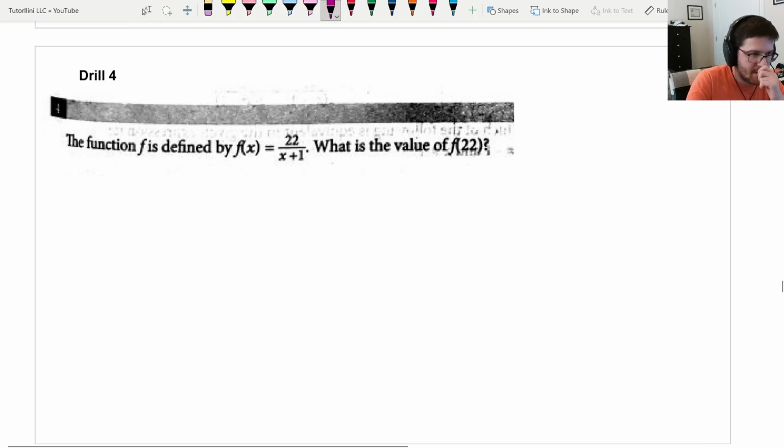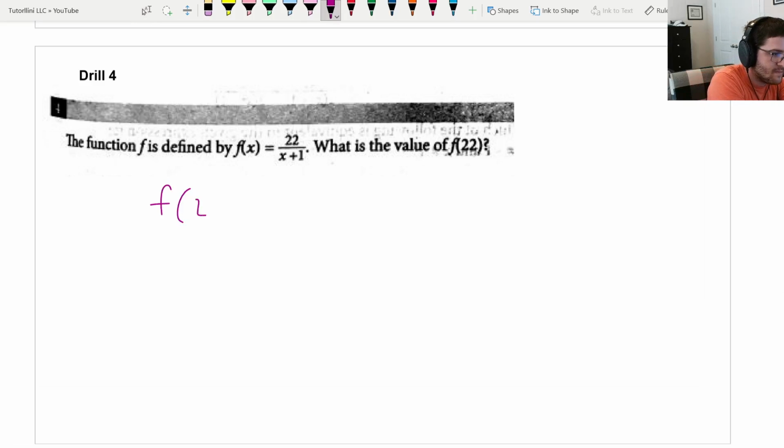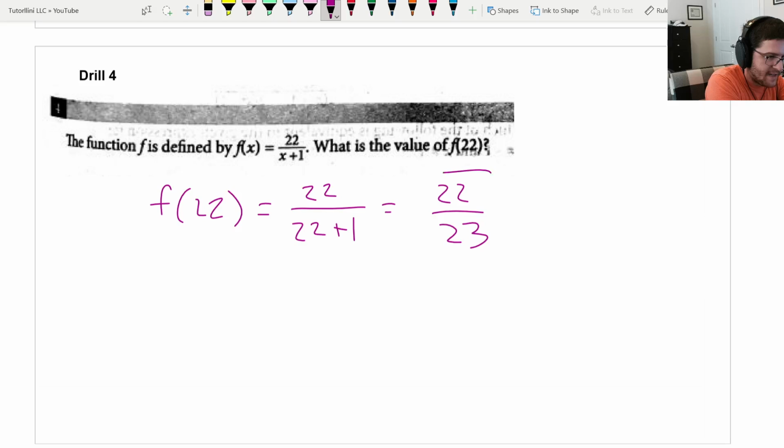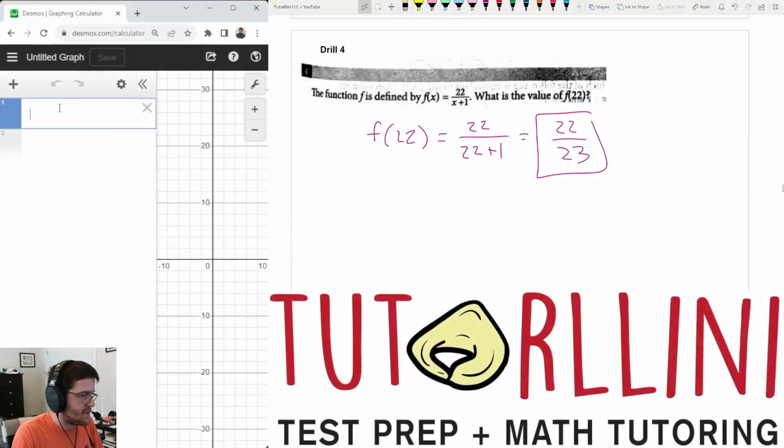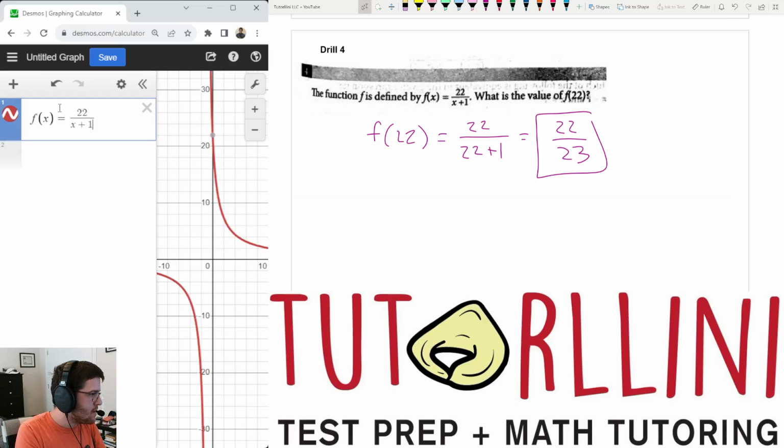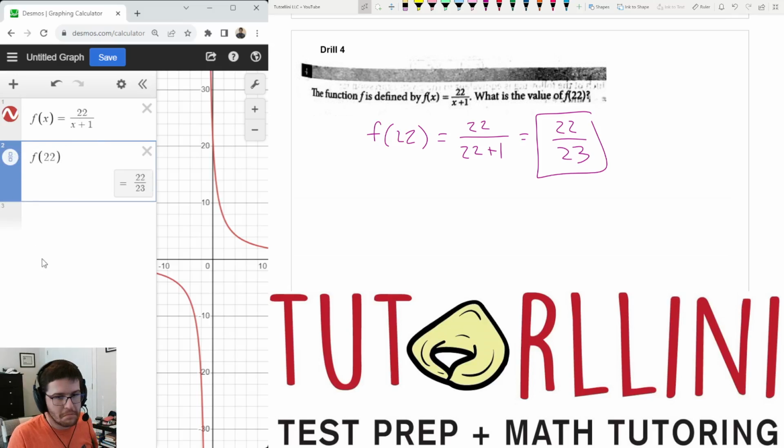F of 22. Okay, once again, we're just going to replace x with 22. So 22 over 22 plus 1. That's 22 over 23. That can't be simplified, so that is the answer. Absolutely zero reason to put in a decimal, because you could mess up typing in the decimal, right? Desmos will simplify fractions for you, but it won't tell you how to type a decimal into the Blue Book app. So you're probably more error prone doing a decimal.